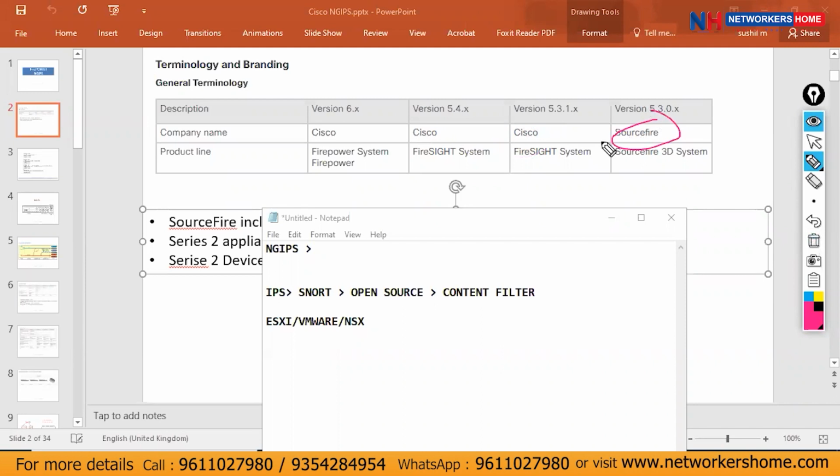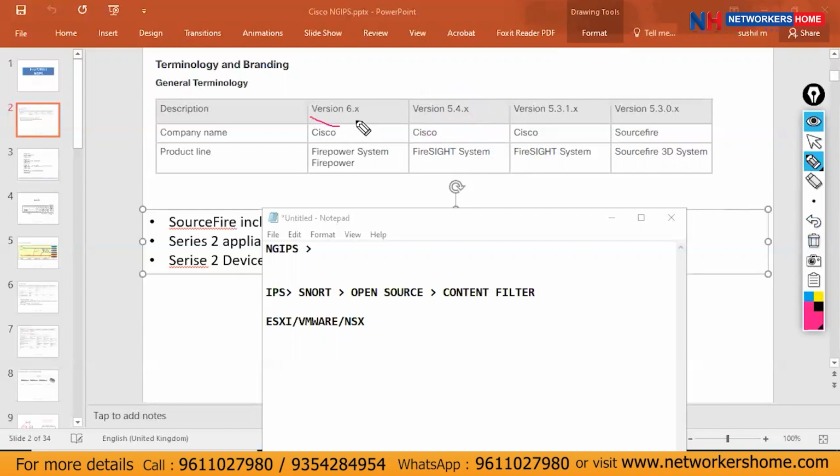So when Sourcefire got acquired by Cisco, Cisco gave a new name. Now the Sourcefire 3D System is no more in the picture, and they released version 5.3.1 and gave a new name, the Firesight System. Now we call it Firesight NGIPS. It's no more called Sourcefire NGIPS. After that, Cisco introduced a new version, 5.4. Still the company is Cisco, the copyright is completely Cisco, and the term they gave was still Firesight.